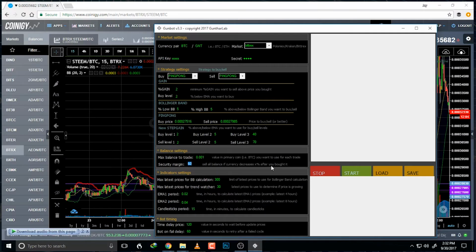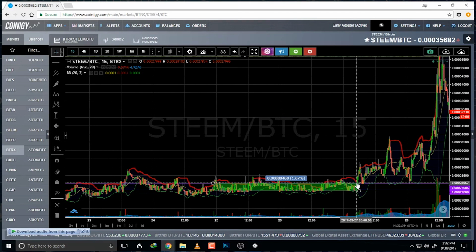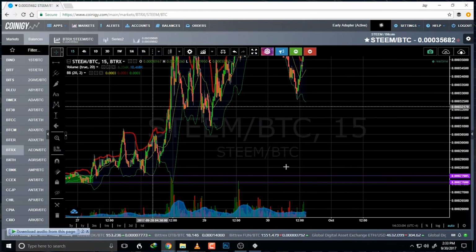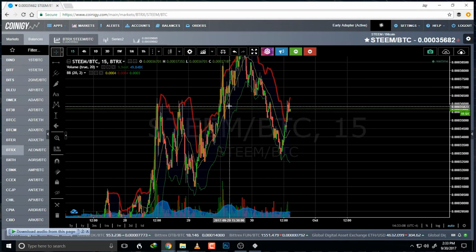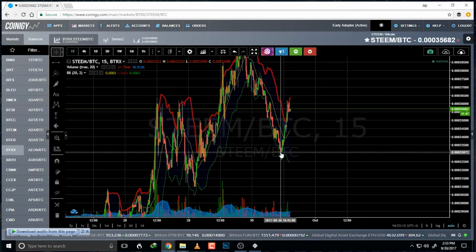Security margin. Security margin is what you're willing to lose. So let's say the bot made a buy, and let's scroll this over. Let's say the bot bought right here, right? And then the market took a tanker.